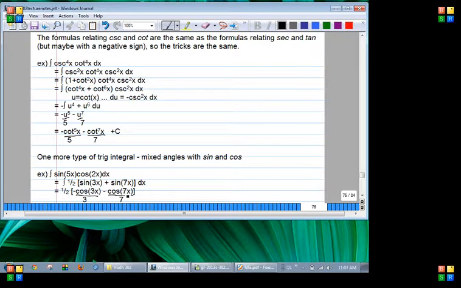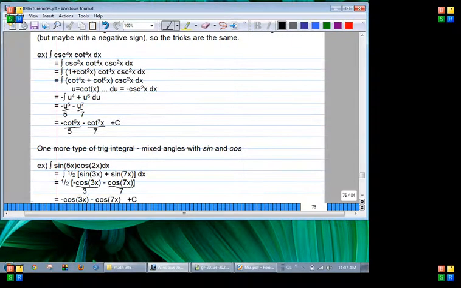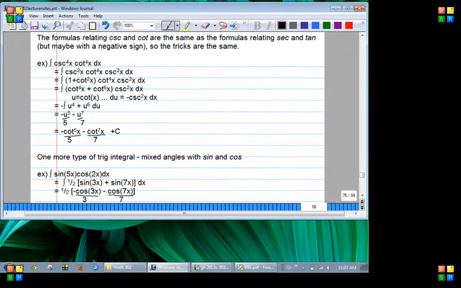So the integral of the sine function is negative cosine. But what's the one thing that you have to be careful about? You have to be careful about your constants. When you integrate sine 3x, you do not get negative cos 3x. You get negative cos 3x over 3.